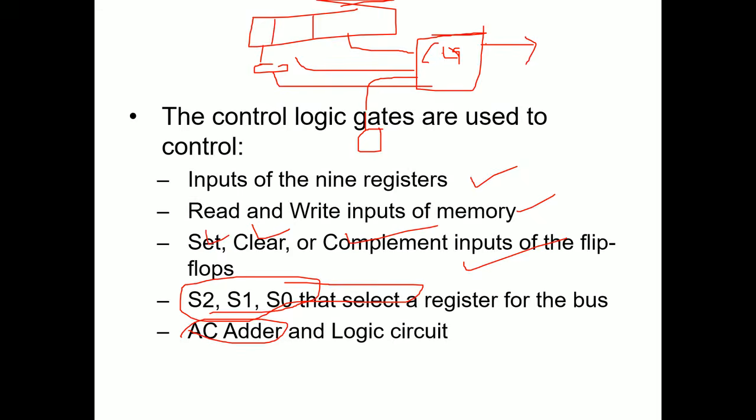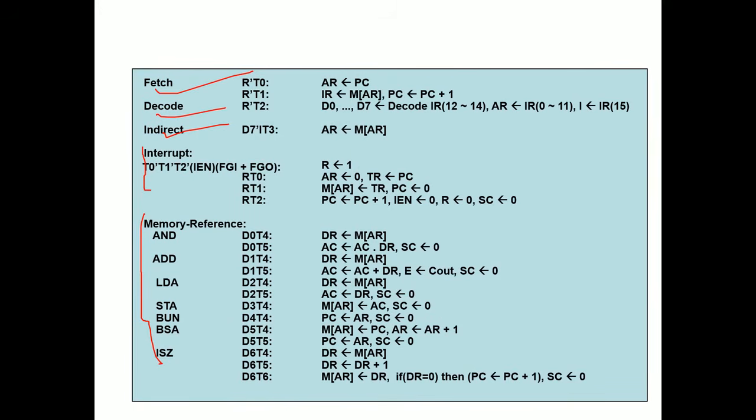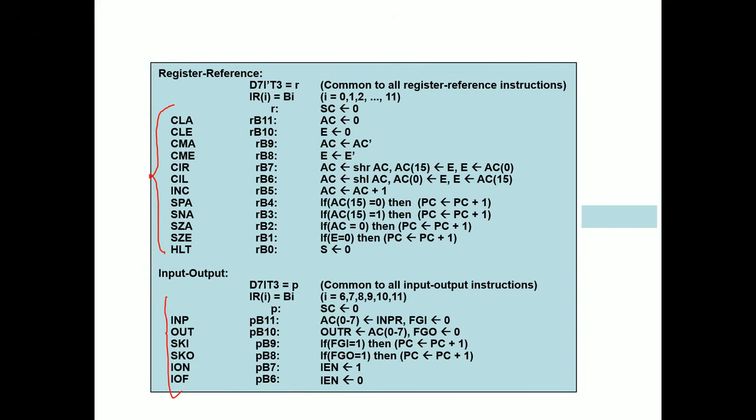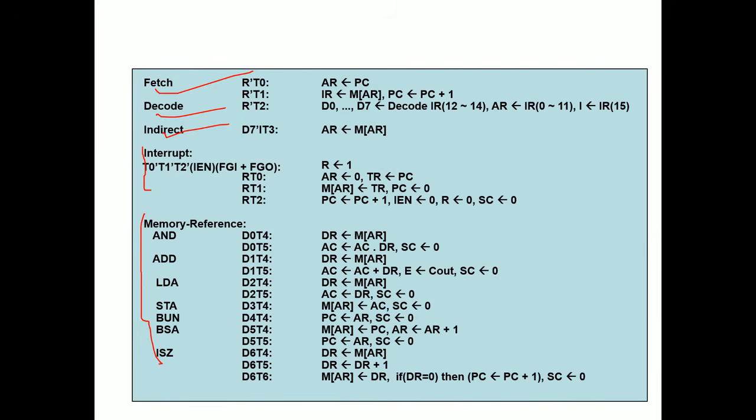So let us consider. We have to check all these instructions: fetch, decode, indirect, interrupt, memory reference, register reference, and IO instructions. We have to scan all these instructions and write down those where the left hand side is the address register.